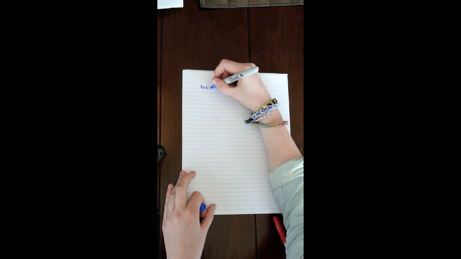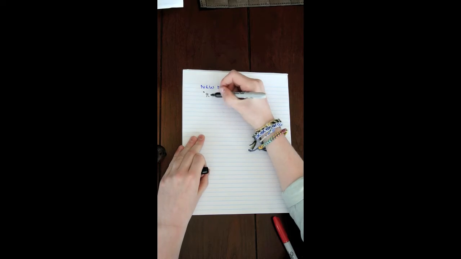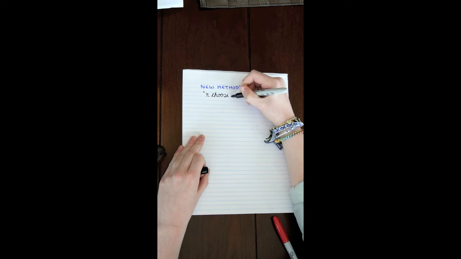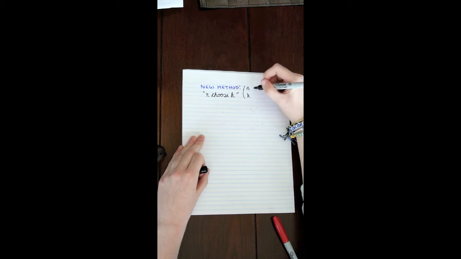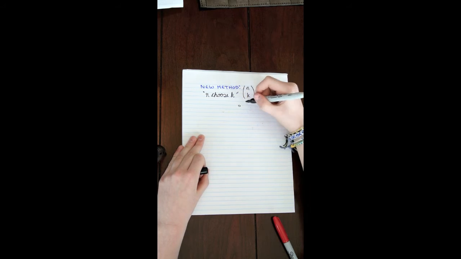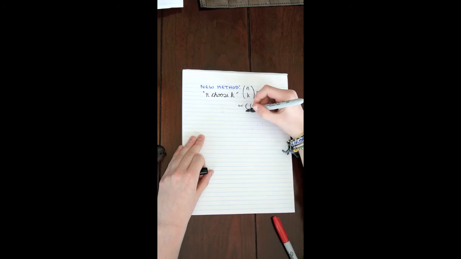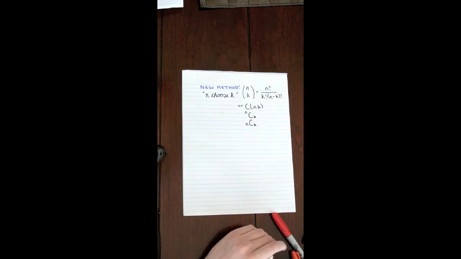So, now let's look at a new method of finding terms in Pascal's triangle. This method is actually called the n choose k method. It can be written out as n over k, n exclamation mark over k exclamation mark, n minus k exclamation mark. Or a bunch of other different ways really too, but all of them equal the same thing anyways.